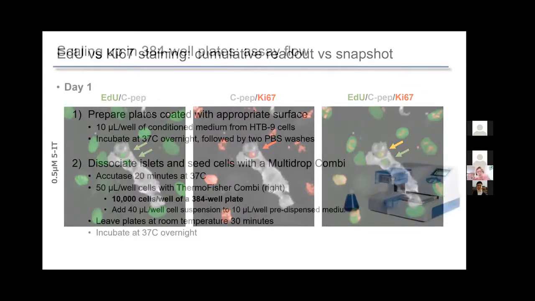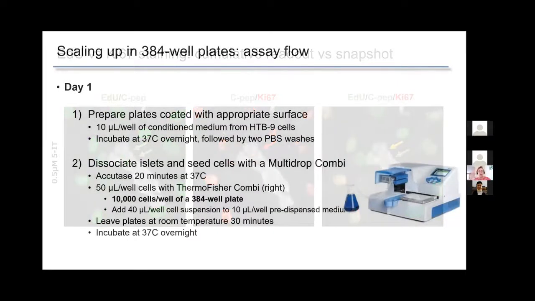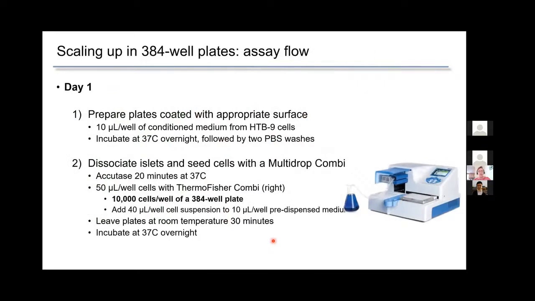Okay, so with that, I'm going to go over our assay flow that we use for beta cell proliferation screening. So first, as mentioned, we prepare the plates. These you can store for up to about a month. Sometimes if we don't know we're getting islets and we're out of plates, we can prepare them the night before. That's okay. But what we do is we incubate 10 microliters per well.